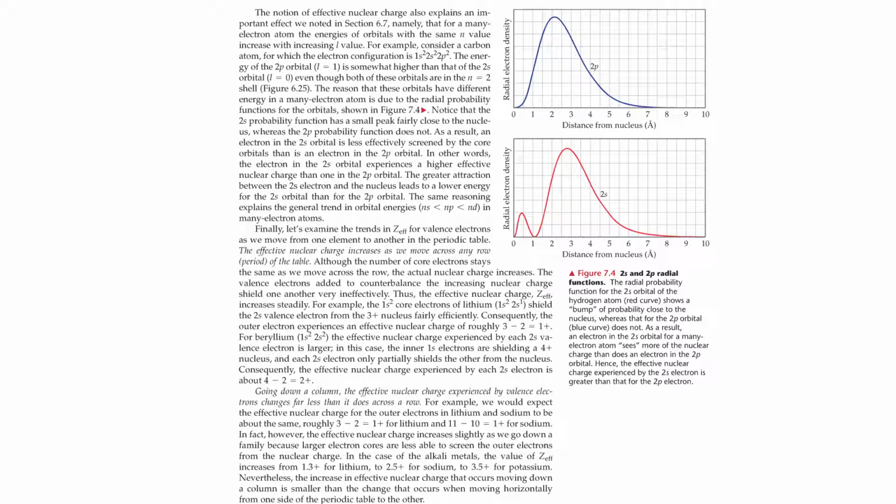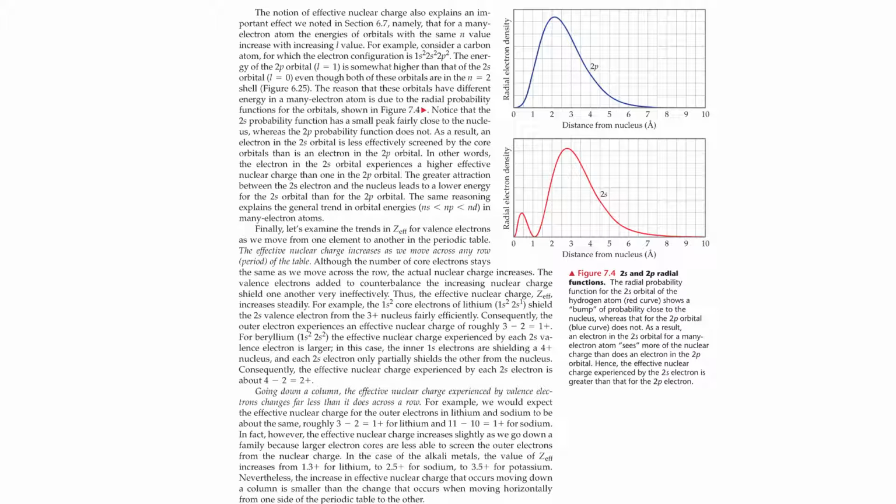For example, the 1s core electrons of lithium shield the 2s valence electron from the 3+ nucleus fairly efficiently. Consequently, the outer electron experiences an effective nuclear charge of roughly 1+. For beryllium, the effective nuclear charge experienced by the 2s valence electron is larger. In this case, the inner 1s electrons are shielding a 4+ nucleus, and each 2s electron only partially shields the other from the nucleus. Consequently, the effective nuclear charge experienced by each 2s electron is about 2+.